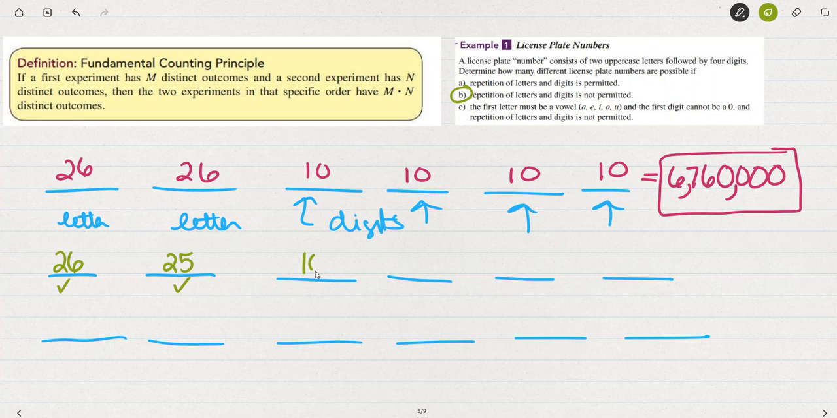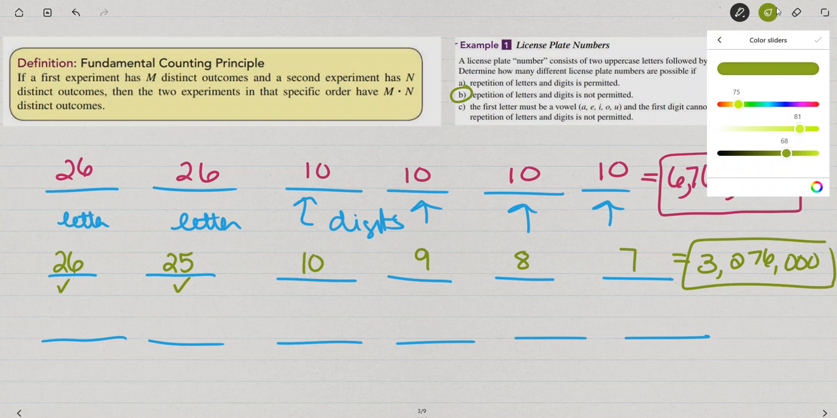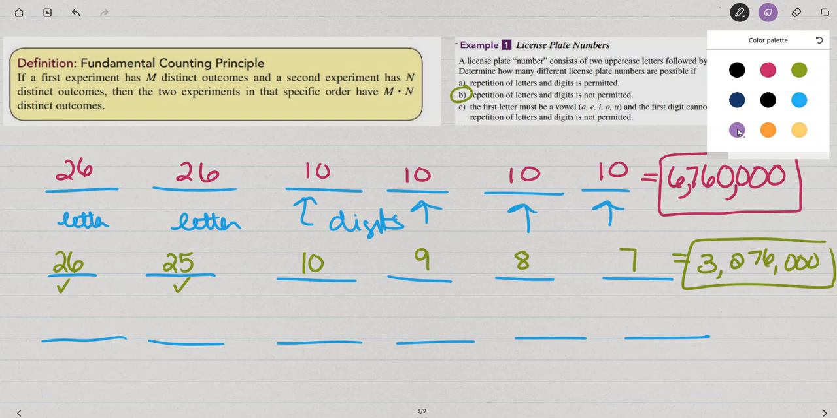And now I have 10 digits to choose from, but when I go to get the second digit, I can't repeat, so I only have 9 left, 8 left, and 7 left. If you do this multiplication, 26 times 25 times 10 times 9 times 8 times 7, I believe you'll get 3,276,000, but try it on your calculator to make sure that is in fact the result you're getting. Are you ready to try one more example?